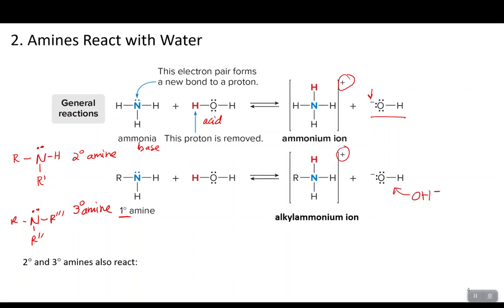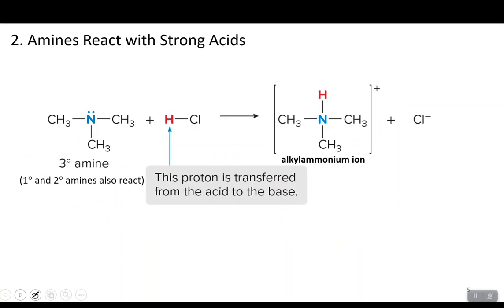We're going to refer to these two products with slightly different names. This again is an ammonium ion because all of your substituents here are hydrogens. And when at least one of your substituents is an R group, as is shown here, we're going to refer to this as an alkyl ammonium ion. Recall that the term alkyl just means carbon-containing substituent.